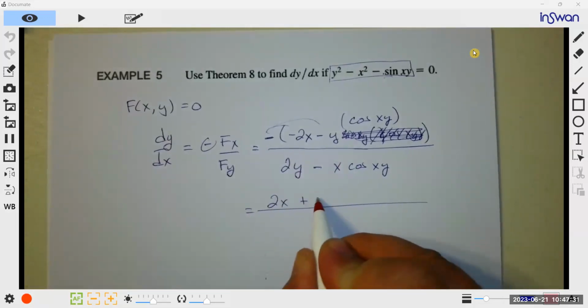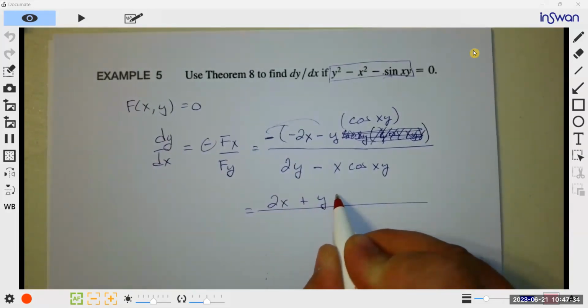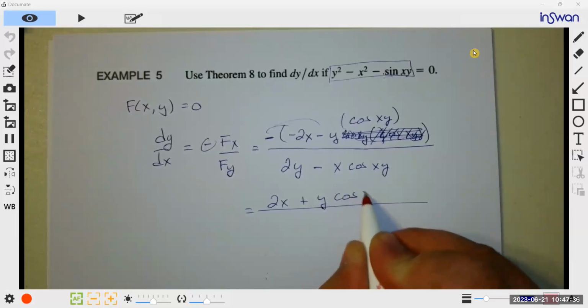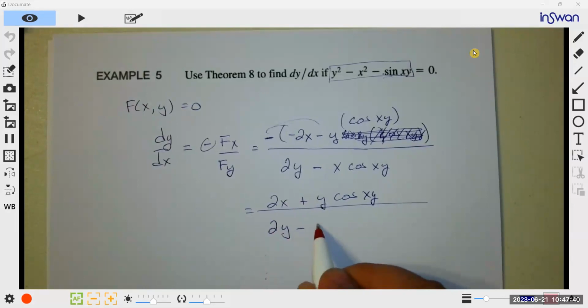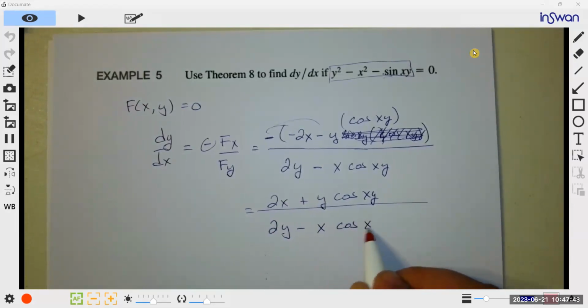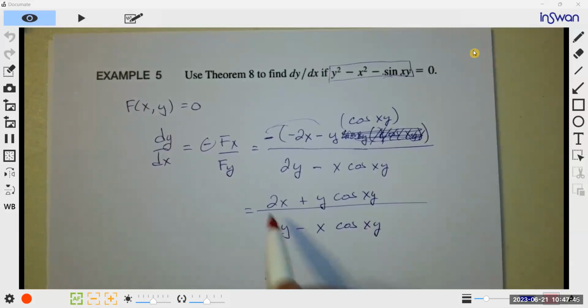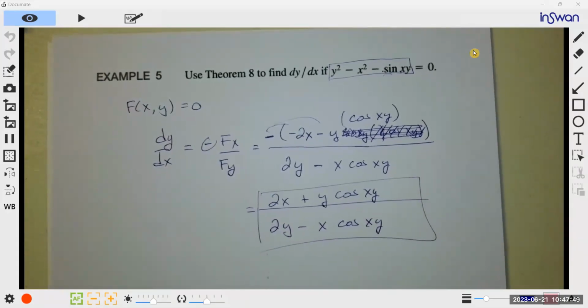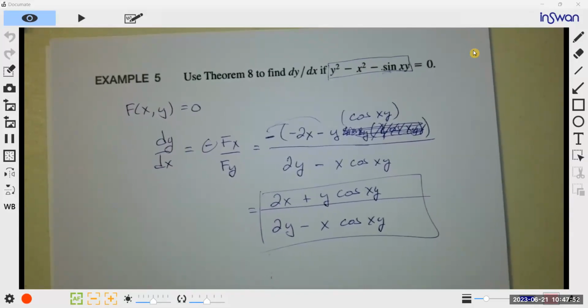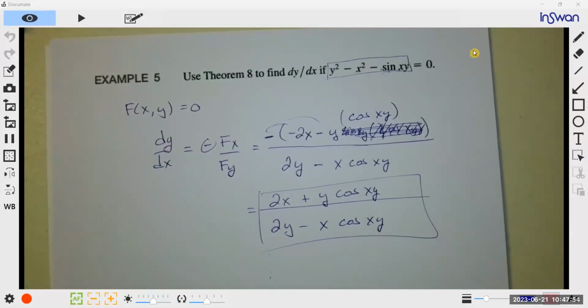Two x plus y cosine xy over 2y plus x cosine xy. That's your solution. And then if it gives you a point, say the point pi over 2, radical 3 pi over 2, find the value.